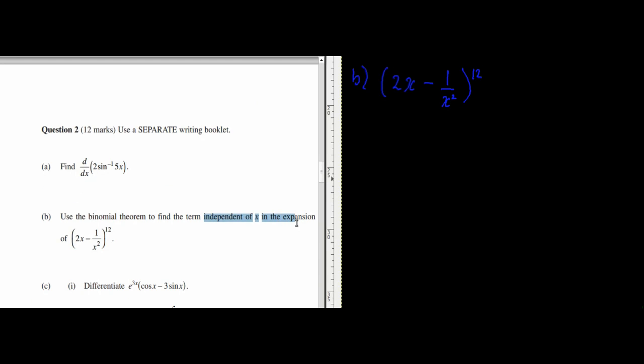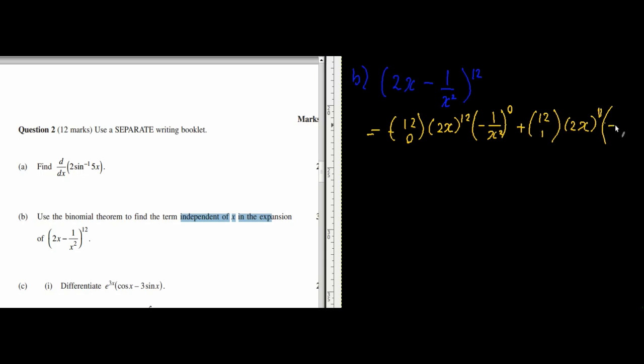Okay, part B. So now we're running into binomial expansions. So we've got this expression (2x minus 1 on x squared) all to the power of 12. Now they want to find the term in the expansion that is independent of x. Okay, so I need to find the term that is independent of x in this thing. Right? So let's do this.